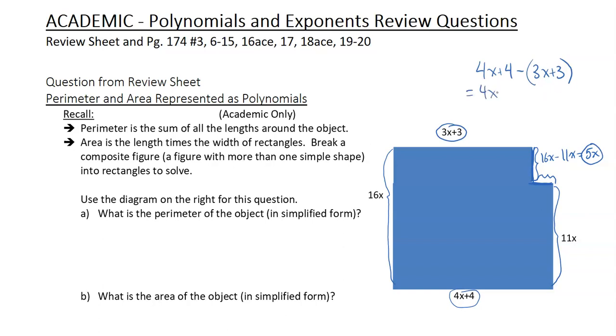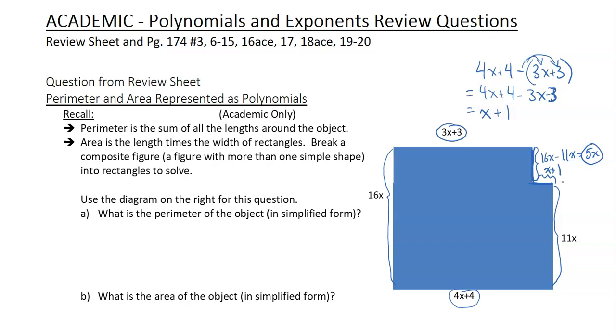So 4x plus 4 minus 3x, and then the negative switches the sign on this to minus 3 as well. So minus 3x minus 3. Gathering like terms, 4x minus 3x gives you x, or 1x. 4 minus 3 gives you 1. So this side down here is x plus 1.